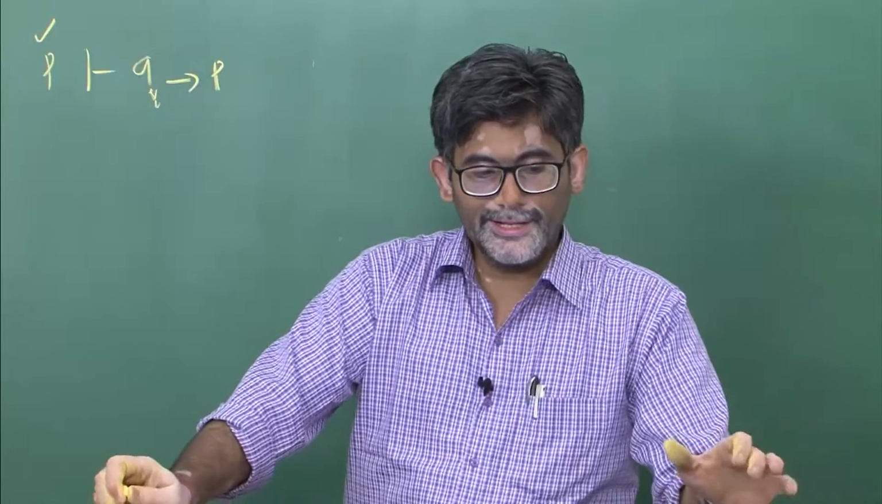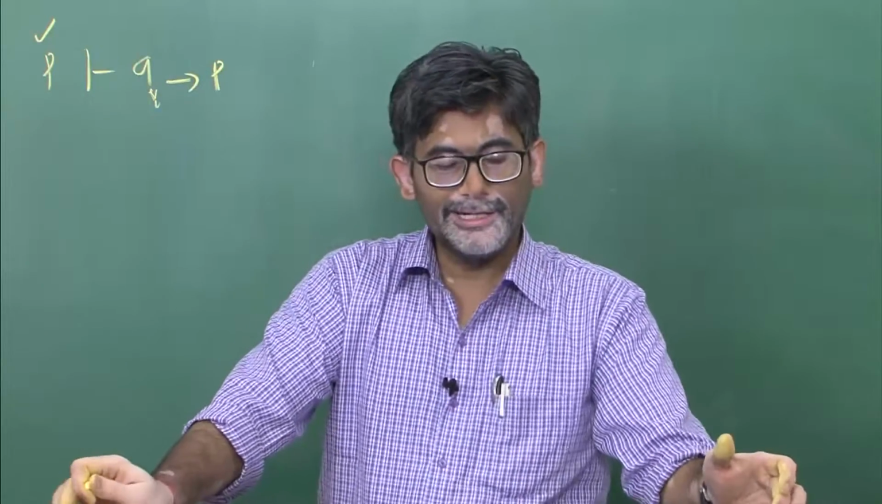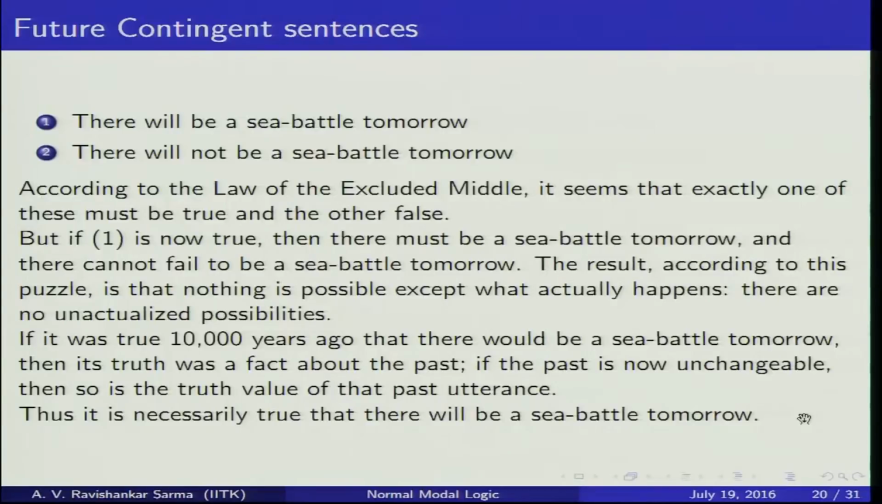So these are considered to be future contingent sentences. There will be a sea battle tomorrow. That means since it is referring to the future, it is a contingent kind of sentence, because it cannot be definitely false or definitely true. It need not be necessarily true, and need not be necessarily false also.